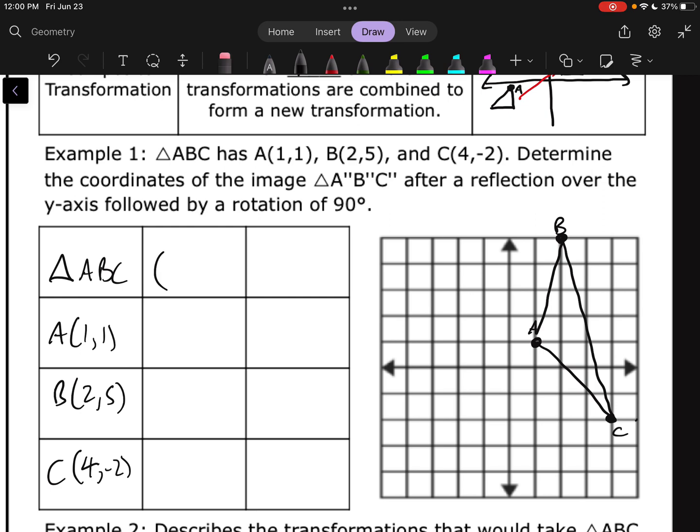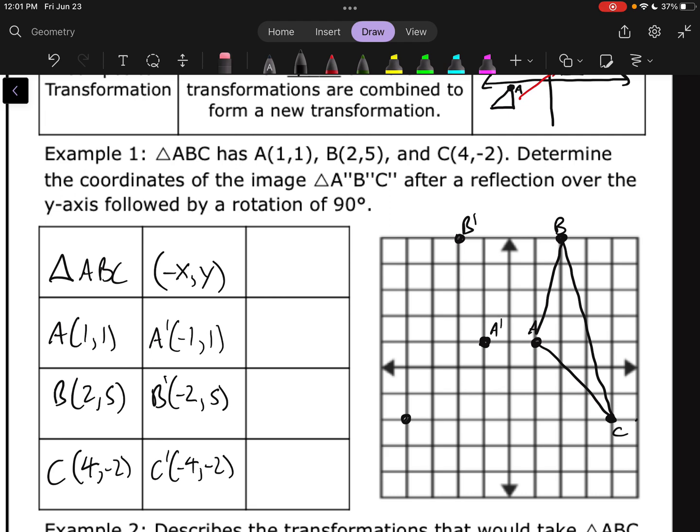In a previous video, we talked about reflections. The rule for the y-axis was negative x, y. So let's start with that. If we change those signs, we're going to get negative 1, 1, negative 2, 5, and negative 4, negative 2. So that's the result after the reflection.